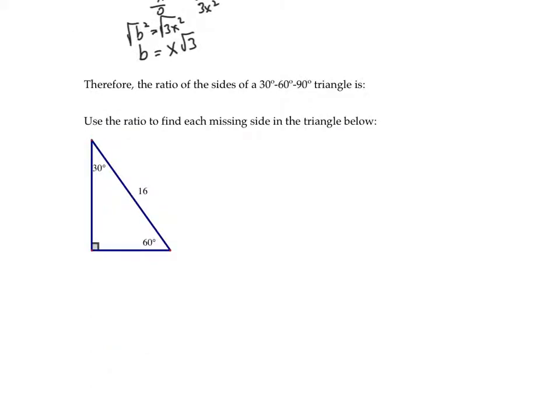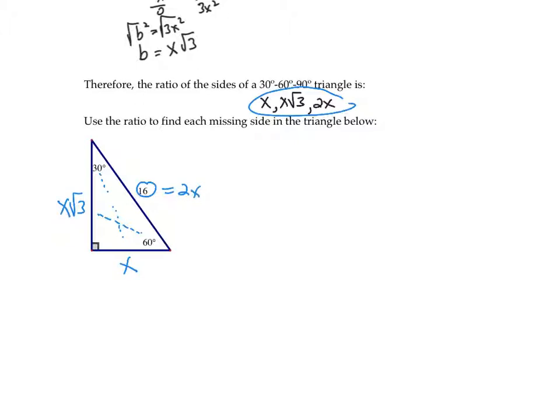So the ratio of the sides of a 30, 60, 90 triangle goes like this. x for the shortest side, x square root of 3 for the other leg, and 2x for the hypotenuse. So we can use this ratio to find each missing side in the triangle below. First, label your sides according to the ratio. So across from 30 degrees, that's the shortest side, label it with x. Across from 60 degrees, label it as x square root of 3. And then the hypotenuse is equal to 2x.